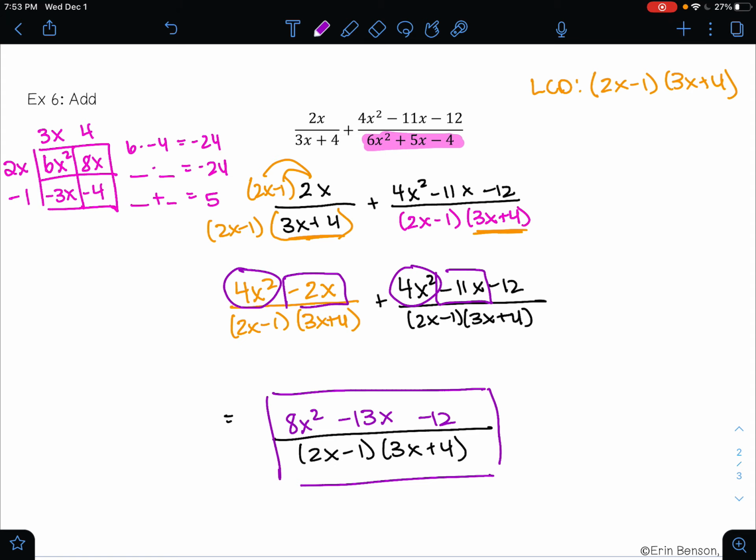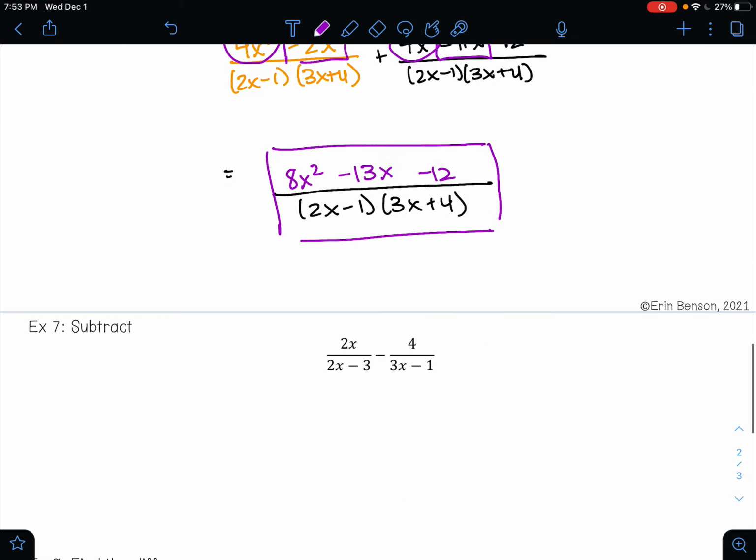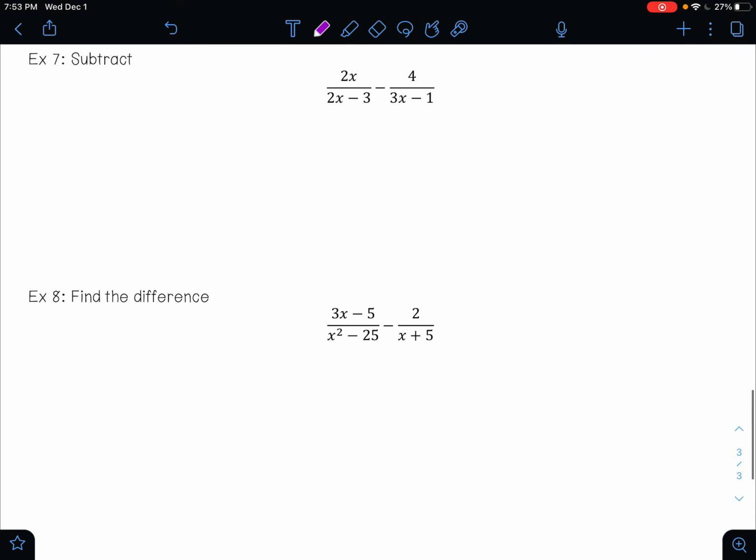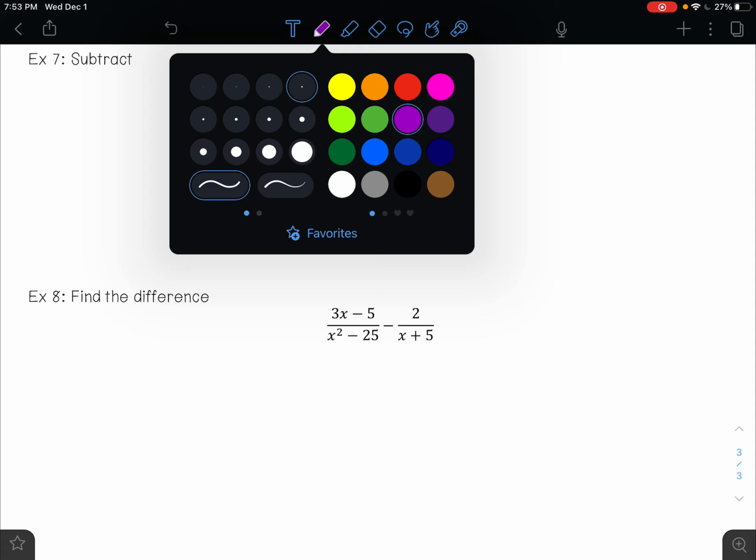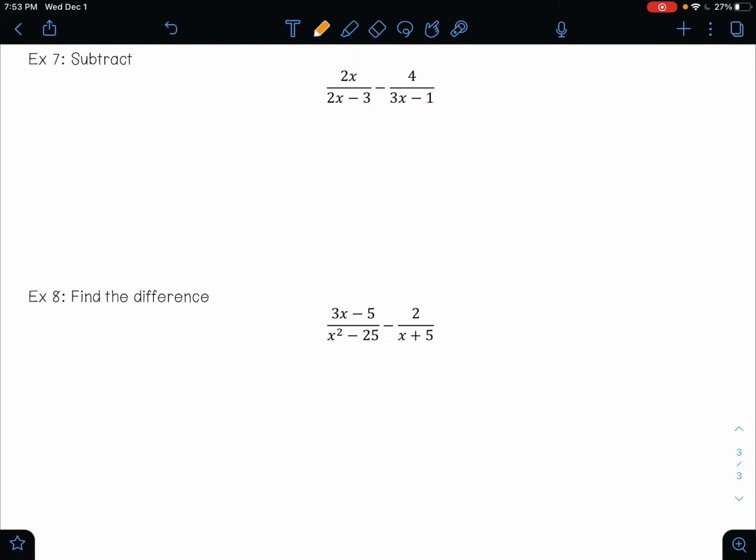Now that we've talked about addition, let's look at subtraction. On example 7, there is nothing to factor, so my first step is going to be to find my least common denominator. My least common denominator here is going to be 2x minus 3 times 3x minus 1. In my first fraction, we have the 2x minus 3, so I just need to multiply by the 3x minus 1. And in my second fraction, we have the 3x minus 1, so I need to multiply by the 2x minus 3.